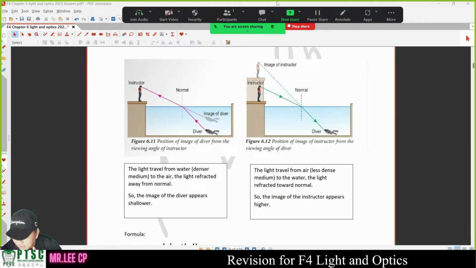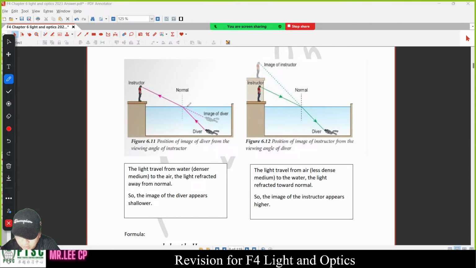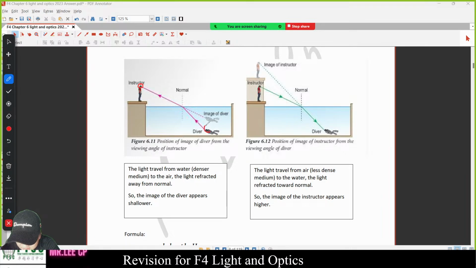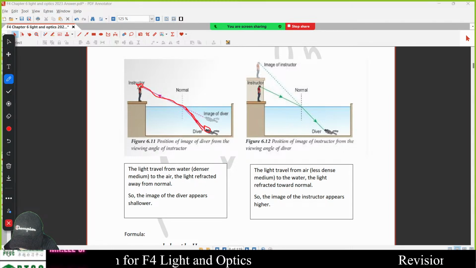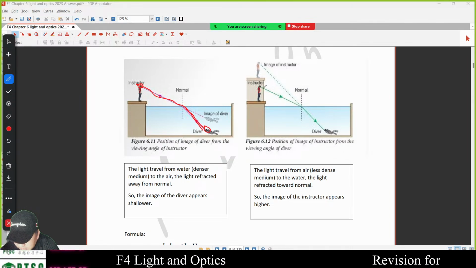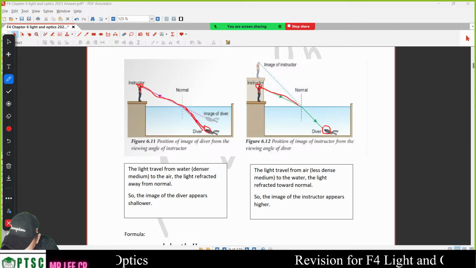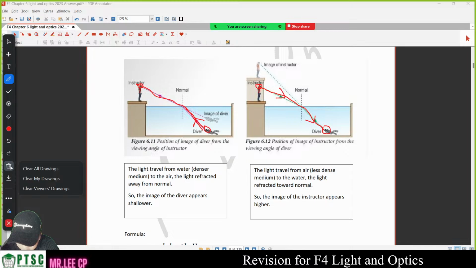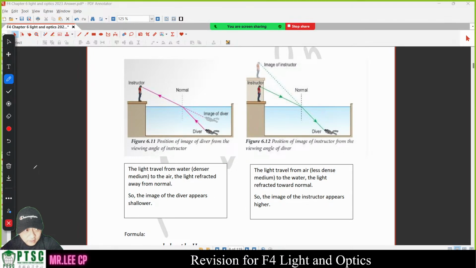So where you see the arrow, they might ask you to draw the arrow. When this guy sees the diver, the light will be reflected from here to the eye. Then if this diver wants to see the instructor, the light will enter from here to his eye. So you see the arrow is totally different. You have to be very, very careful. You see which one is looking at which one. Okay, be careful.